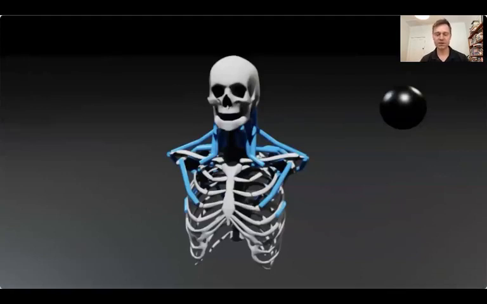This example is from the Seoul National University humanoid model. And the goal here was to actuate each of the muscle tendon units on the body, on the upper shoulders and the neck, to cause the head to look at a target.